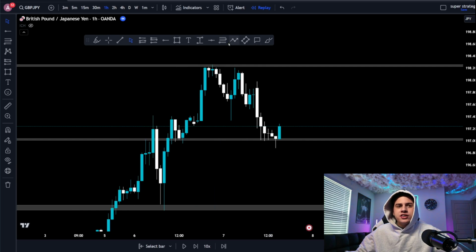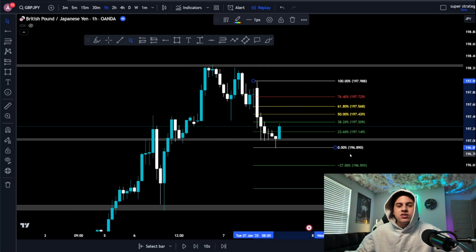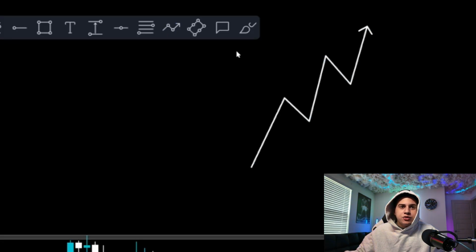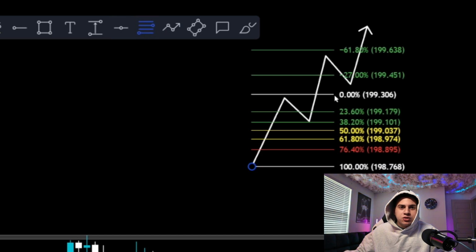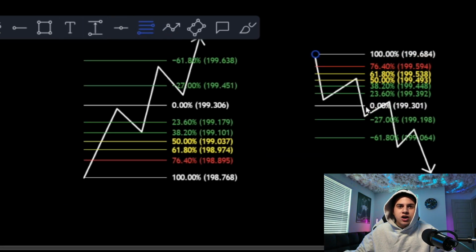Okay, so now I'm expecting a Fibonacci pullback and I'm going to draw it from point A to B to the downside because it's a bearish market structure. If the markets are bullish, I'm drawing a Fibonacci tool from the bottom to the top. And if the markets are bearish, I'm drawing a Fibonacci tool from the top to the bottom.